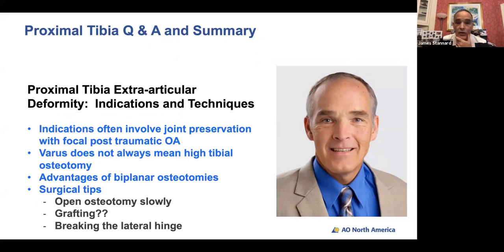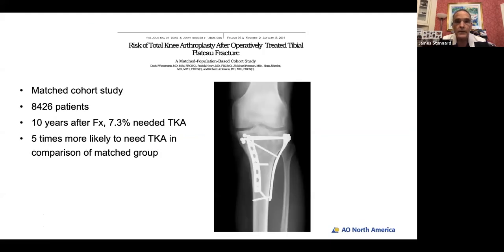So again, my teaching points for the indications often involve joint preservation. Varus does not always mean high tibial osteotomy. There are advantages to biplanar osteotomies, and then surgical tricks of opening the osteotomy slowly. Grafting, you don't have to. It'll sometimes speed their time to weight bearing though, and then breaking of the lateral hinge is something that you want to treat.